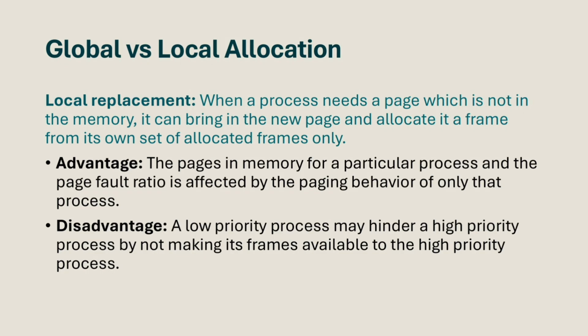Moving on, let's take a look at what differences there are in global replacement versus local replacement. So in local replacement, when a process needs a page which is not in the memory, it can bring in the new page and allocate it a frame from its own set of allocated frames only. So this is local replacement, and its advantage is that the page is in memory for a particular process and the page fault ratio is affected by the paging behavior of that process only, since we are only allocating the frame from its own set of allocated frames. So here there is a disadvantage as well, that is a lower priority process may hinder a higher priority process. So this is the local replacement.